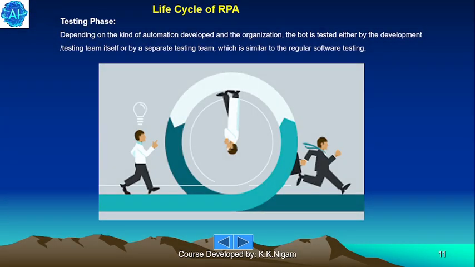The testing phase, which is very important because testing highlights most of the problems or shortcomings. Depending on the kind of automation developed and the organization, the bot is tested either by the development or testing team itself or by a separate testing team, which is similar to regular software testing.